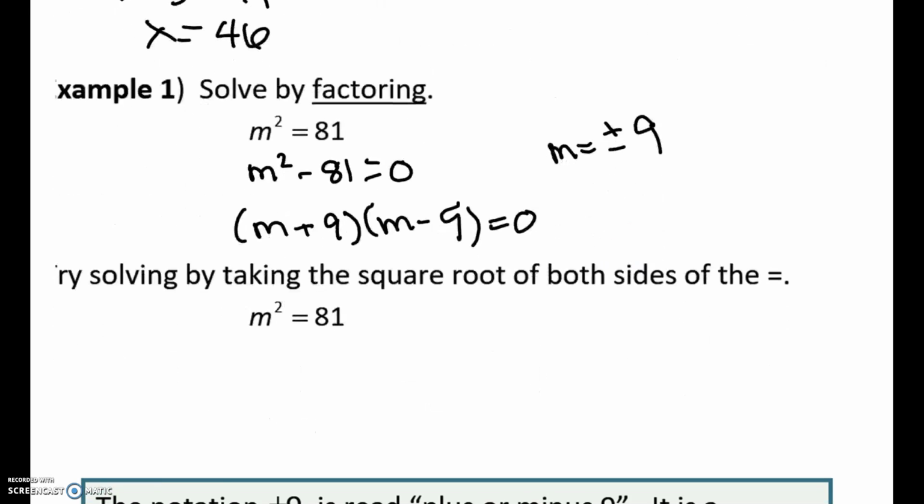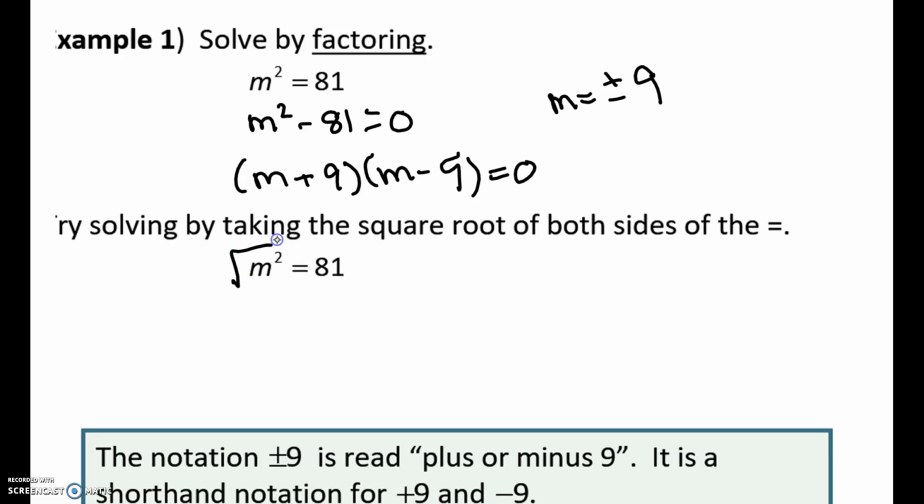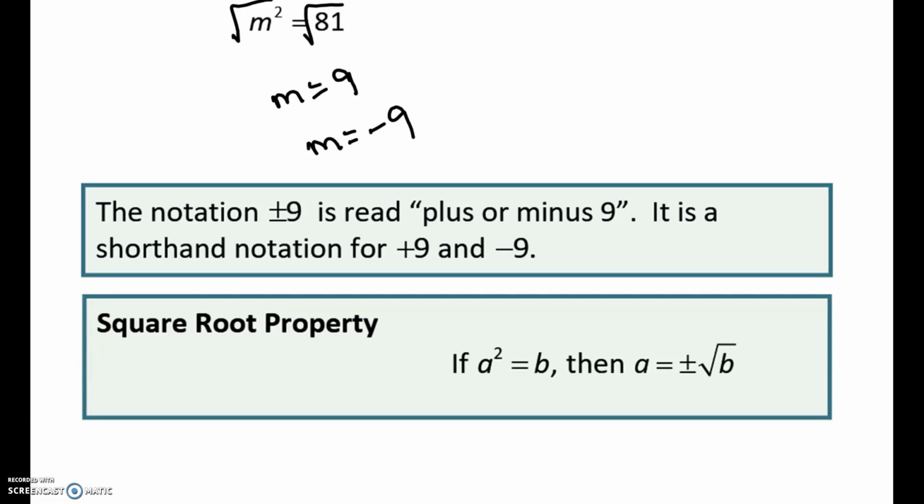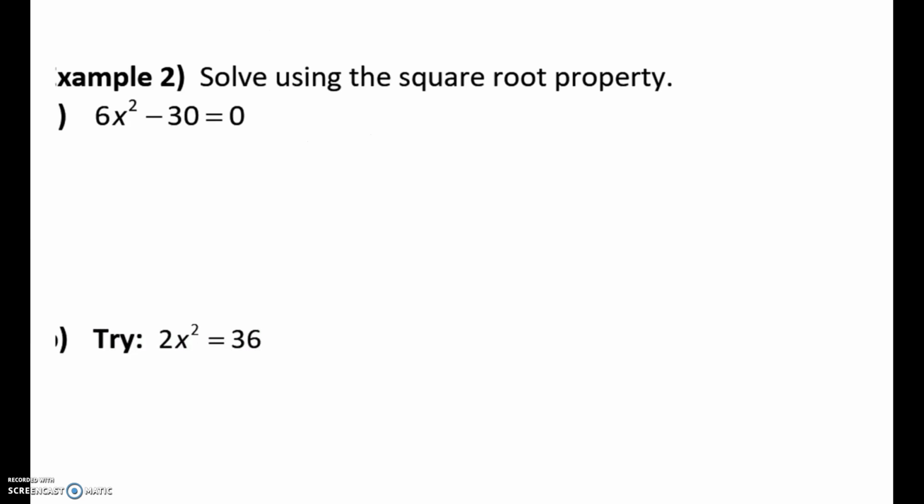If I'm going to solve this by taking the square root, I'm going to have to remember that that can kick out two answers. m could be 9 or m could be negative 9, because 9 squared is 81 and negative 9 squared is 81. So when we take the square root, we have to remember that we can get a plus or a minus. The notation plus or minus 9 is a shorthand notation for 9 as positive and 9 as negative. So if a squared equals b, then a is equal to plus or minus the square root of b. Let's take a look at these.